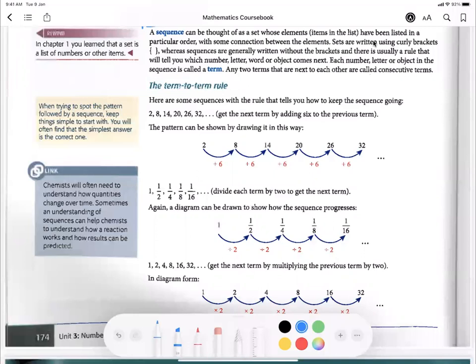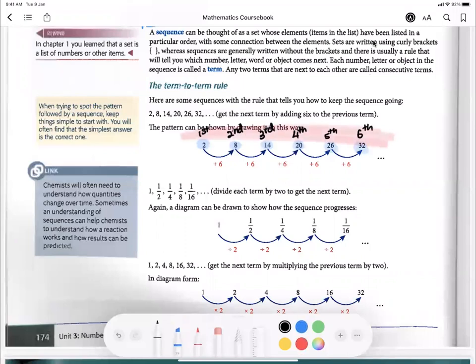So for the term-to-term rule, we need to figure out from one term, this is what you call your term, from the first term to the second term. First, you need to identify your position by using ordinal numbers. So first term, second term, third term, fourth term, fifth term, sixth term. This is what you call your ordinal number. You arrange them according to position. And these here are the values for your terms.